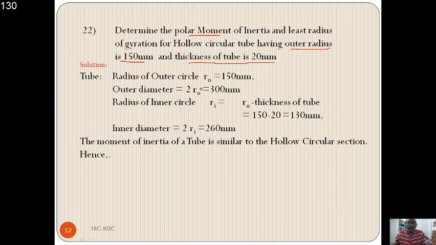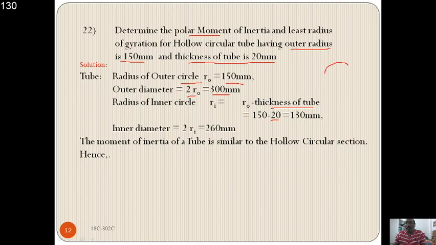Let us give the notations of each circle. The outer circle radius is R0, which is equal to 150 mm. Outer diameter is 2R0, which is equal to 300 mm. And the radius of the inner circle can be obtained by deducting the thickness of the tube. Therefore, 150 minus 20 gives the radius of the inner circle.